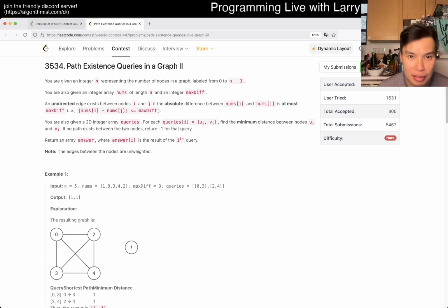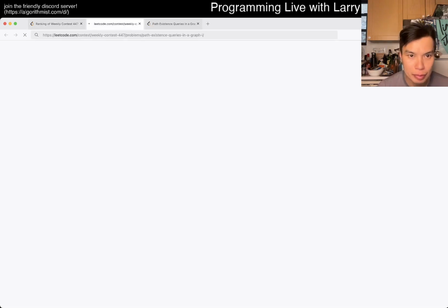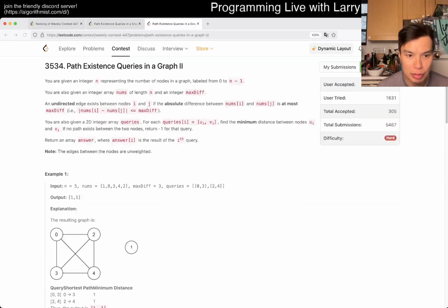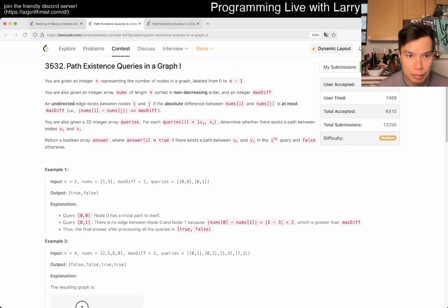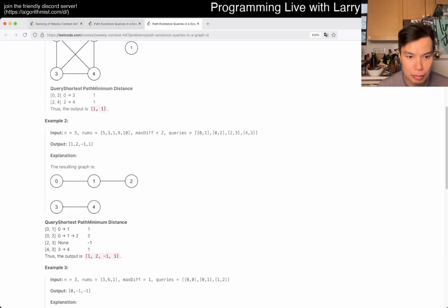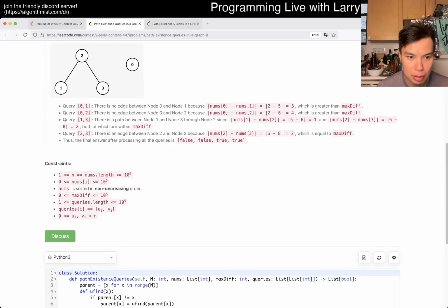Alright, given integer n, number of nodes. Oh, so this is the same as Q2 or something? Okay, what's the difference? Difference is it's not sorted. Okay, so that's why.